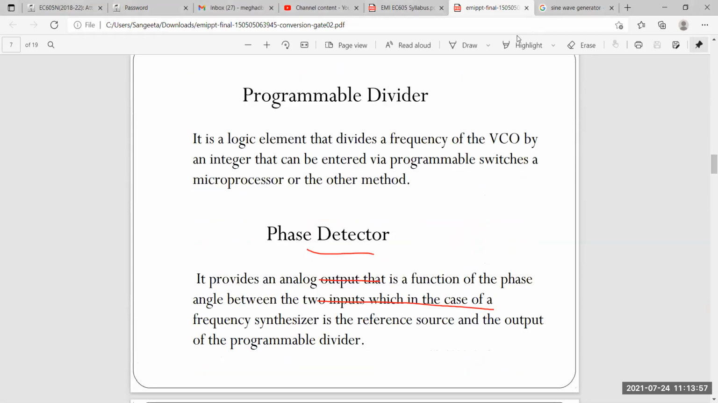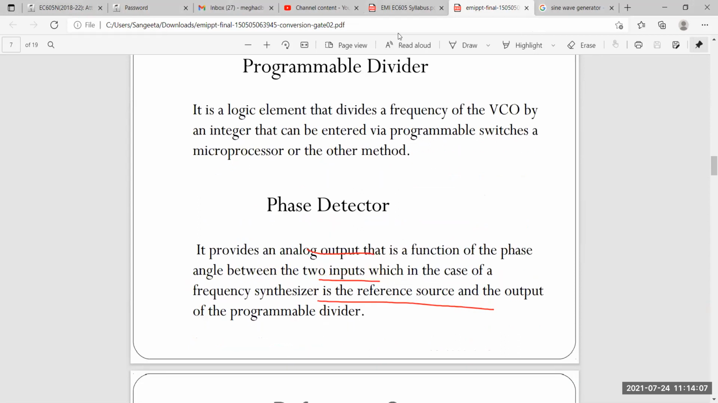Then comes the programmable divider. What is this? You have seen in the diagram I showed you that it is connected in between. It's a logic element that divides the frequency of the VCO by an integer that can be entered via programmable switches, a microprocessor, or other methods. So definitely this divider is a logic element that divides the frequency of the VCO by an integer, and it depends upon the switches, which may be a microprocessor or any other method.